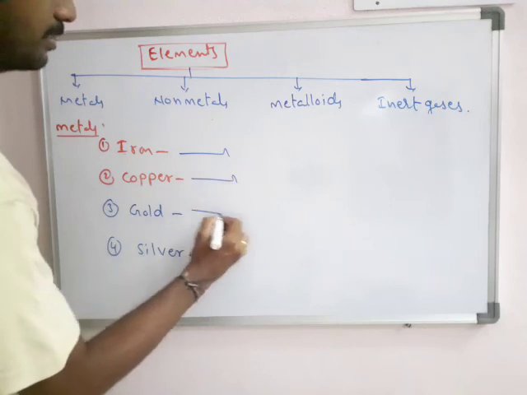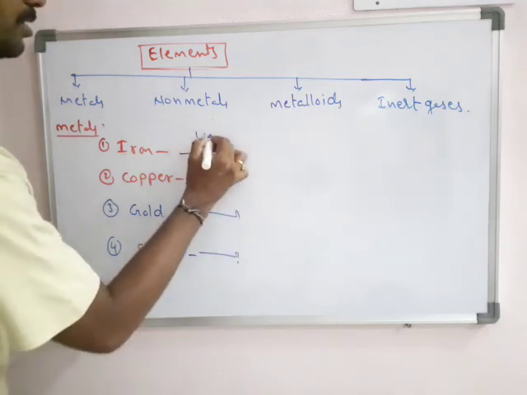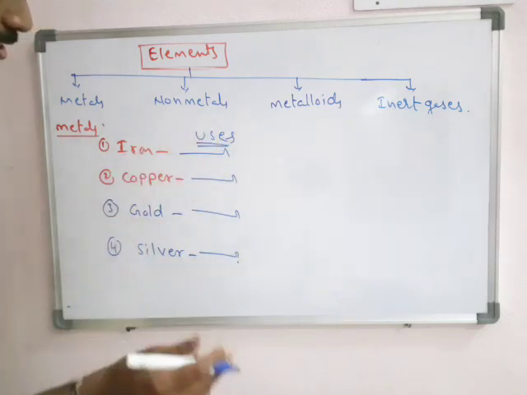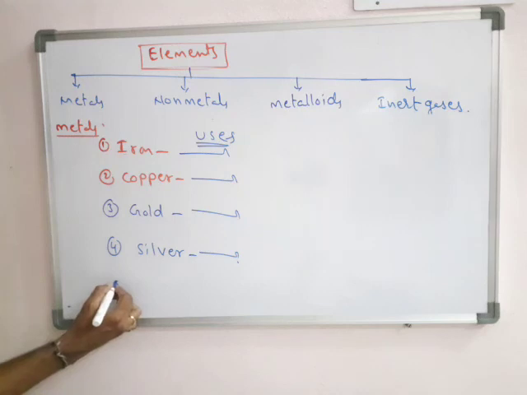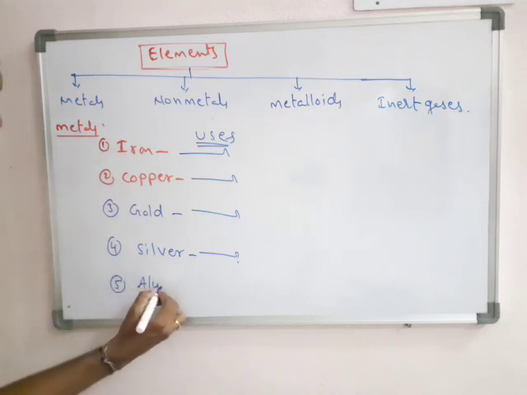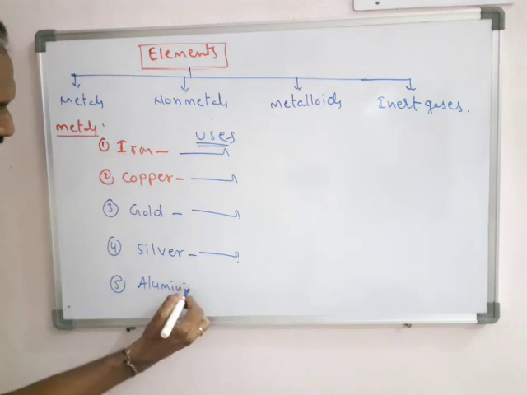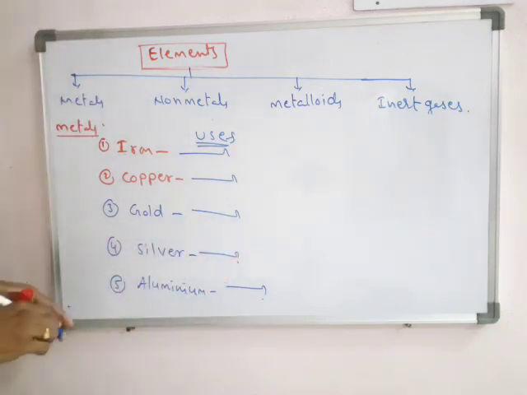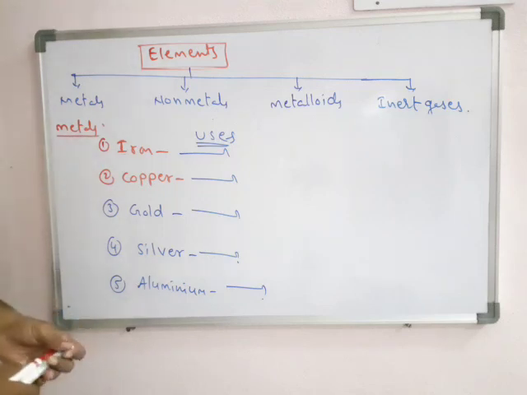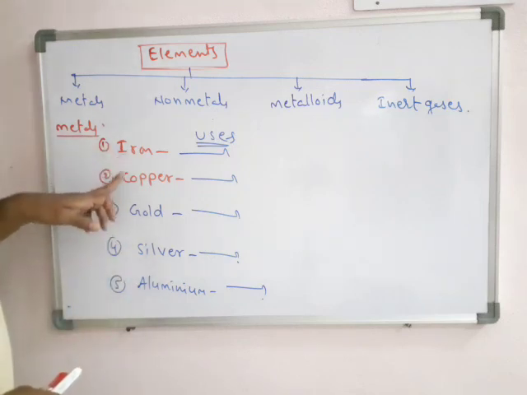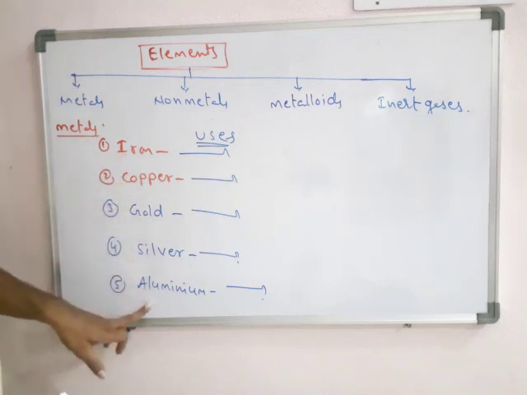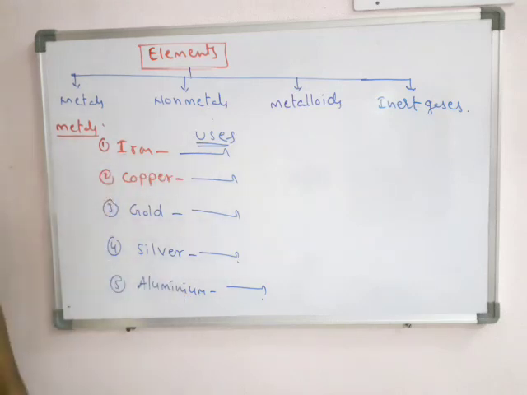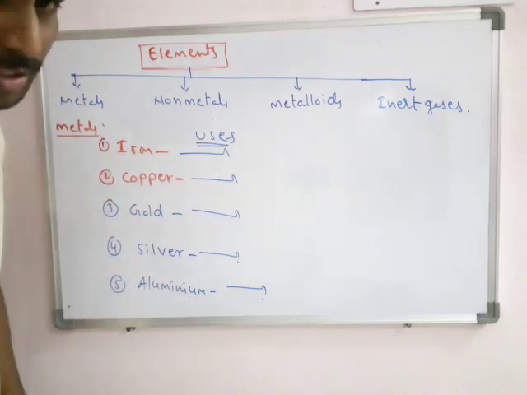So I have to write the use. With uses you have to write. I will give some more. So aluminium. So these are the five important metals used in our regular life: iron, copper, gold, silver, aluminium. You have to write what the regular uses of these metals are. It must and should be in your notes.